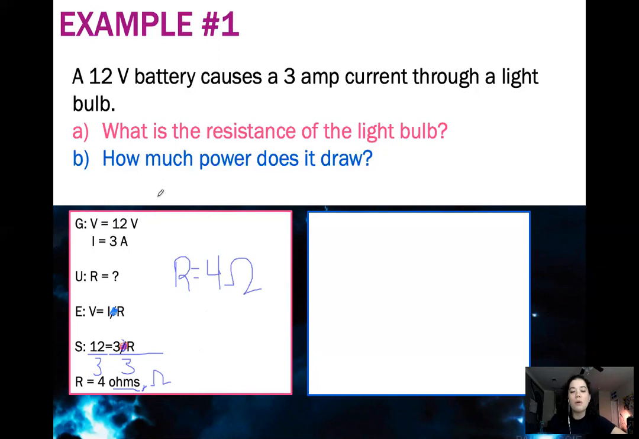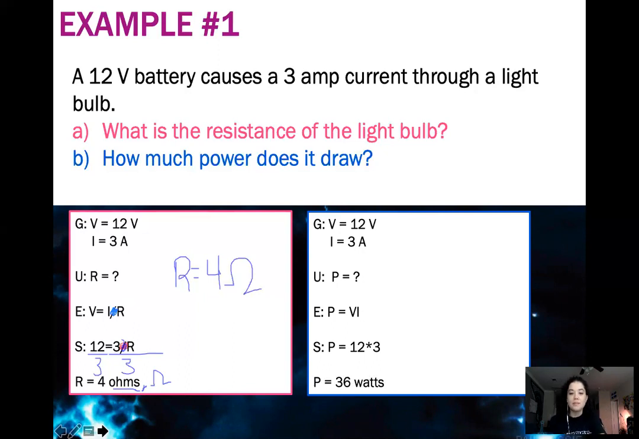We need to know how much power it's drawing. So again, our givens, we've got 12 volts equals V, we've got I equals 3 amps. We are looking for our power. What formula are we going to use? Power equals V times I. Our power equals the volts times the current. Filling in what we know, we've got that our power is equal to 12 times 3. What's 12 times 3? 36. And make sure you include a unit at the end. Our power is equal to 36 watts.